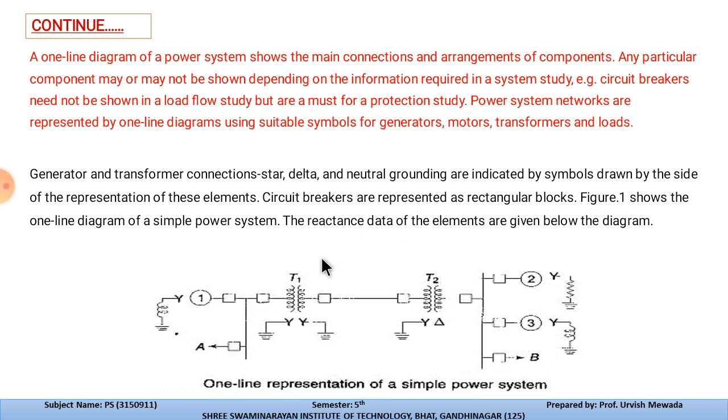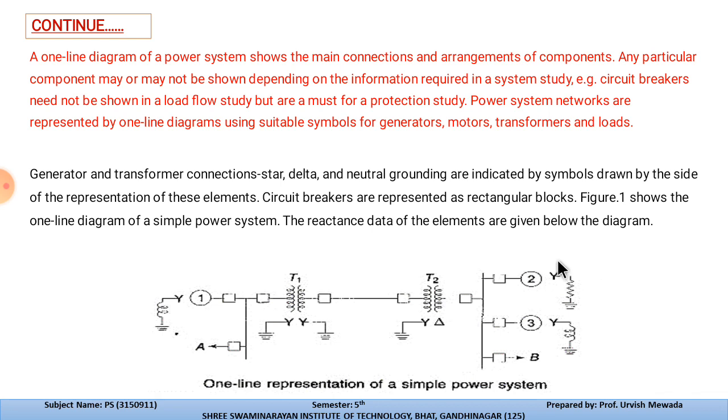So we use such symbols to represent or to indicate the components of the power system. Generators and transformers are connected, say star delta, and neutral grounding is indicated. The neutral terminal is the one which needs to be grounded. So this is the neutral terminal grounding method. This is the grounding done by reactance, and this is the grounding done by resistance.